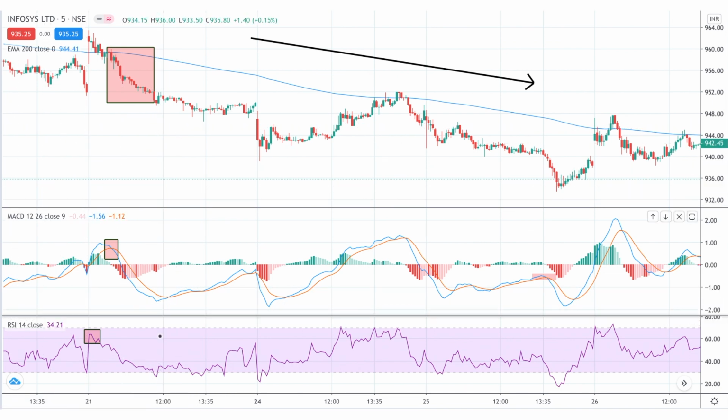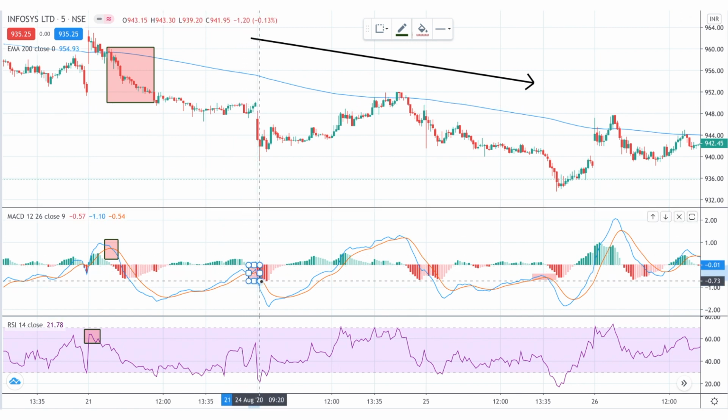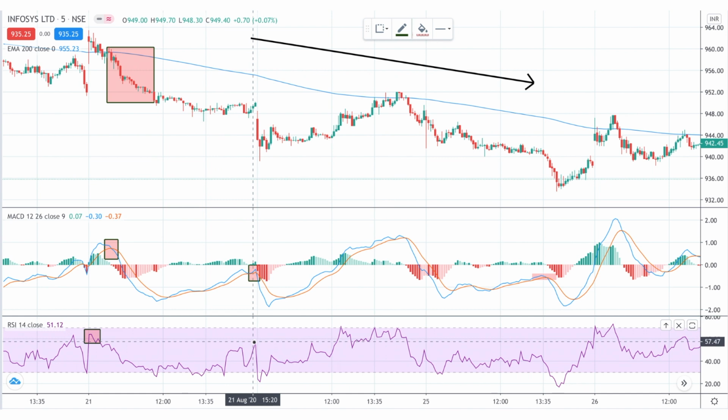So even though this looks like a buying opportunity, we want to avoid this because the stock is in a downward trend. Now this is another opportunity. As you can see, the MACD line crosses the signal line from the top. We have the RSI, which is at 57, goes downwards, and we have this particular opportunity here.